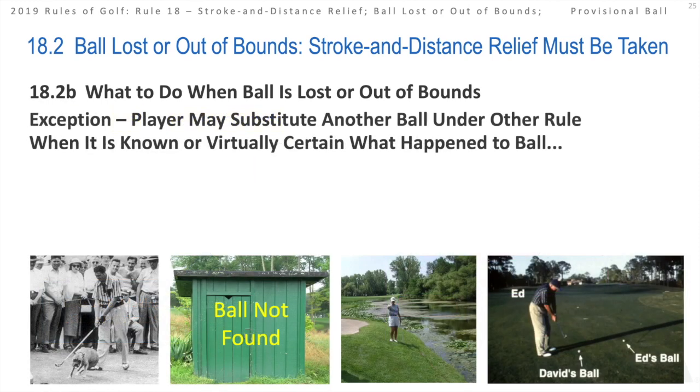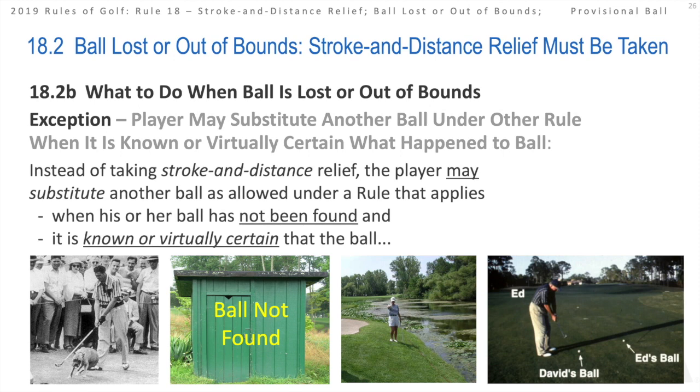There are some situations where you have to decide what to do when exceptional circumstances happen. In those cases, the player may substitute another ball under the rule that applies, only if it is known or virtually certain what has happened to the golf ball. These pictures below are a few examples, but we'll talk about each of them shortly. In that case, instead of playing stroke and distance, the player can substitute another golf ball and act under the rule that applies to that specific situation.